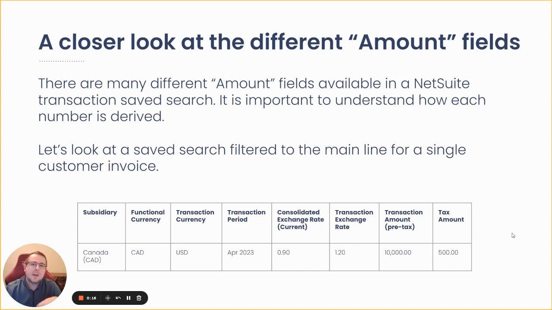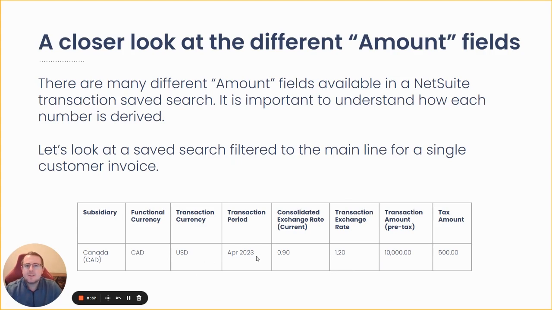What we're going to do is take a look at a saved search in NetSuite that is filtered to the main line of a single transaction. In this case, a customer invoice within our Canadian entity. This entity has a functional currency of Canadian dollar, but the transaction itself has been processed in US dollar.